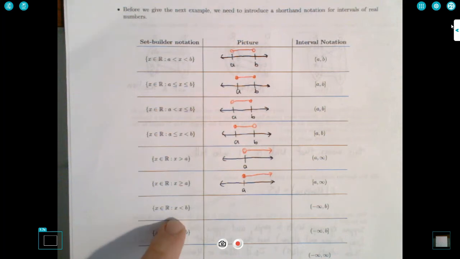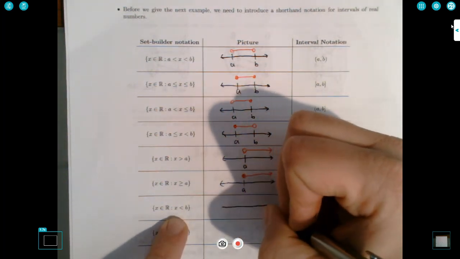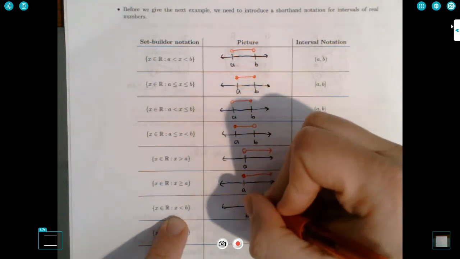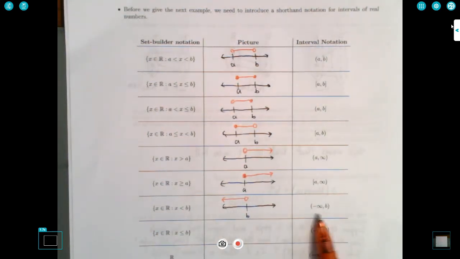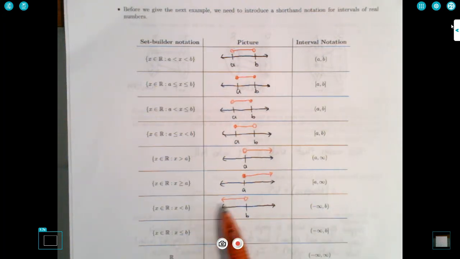Now, similarly, we could have a situation where x has to be smaller than some number. So if x is less than b, then that would look like this. And we indicate that in interval notation this way, right? You'll notice that in the interval notation, the smaller number is always on the left and the larger number is always on the right. In this case, there is no smallest number, so it just goes on and on forever in the negative infinity direction. So we put negative infinity, b. And then since we're not including b, we use a parenthesis.